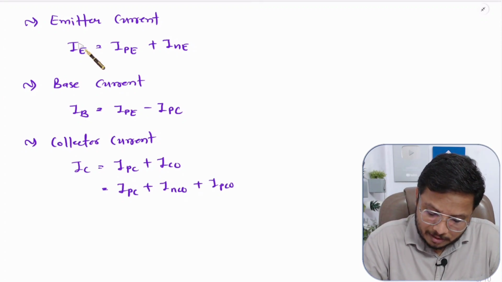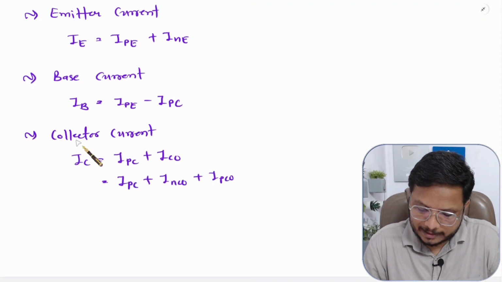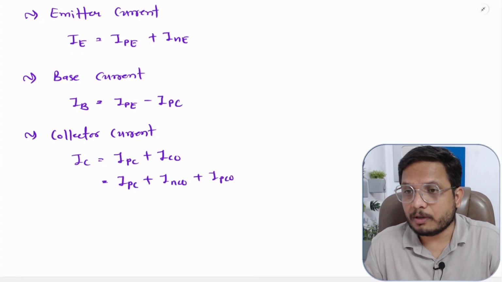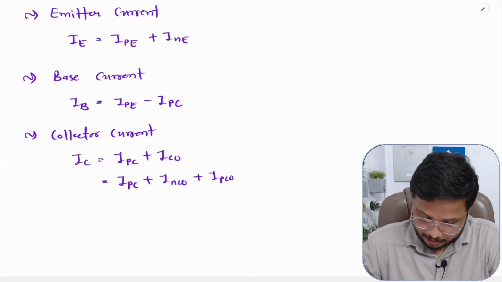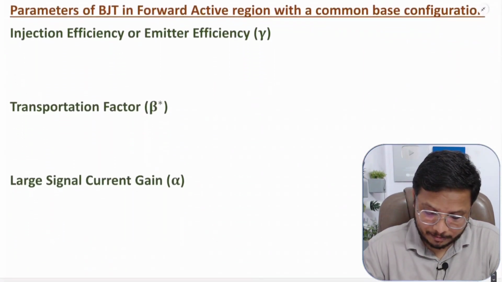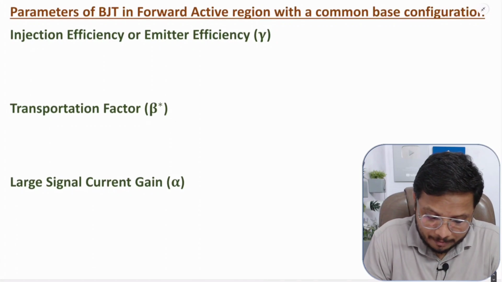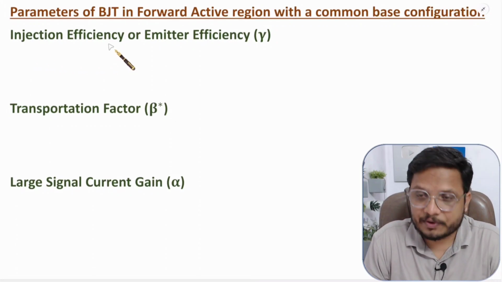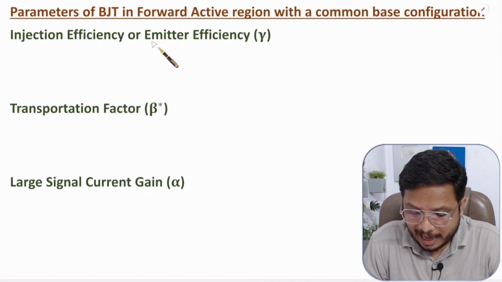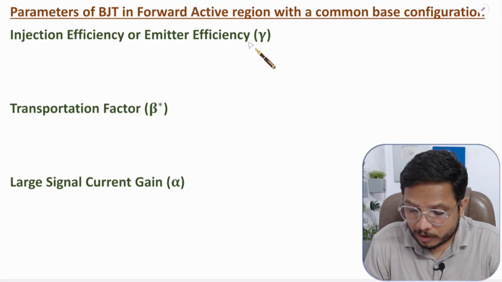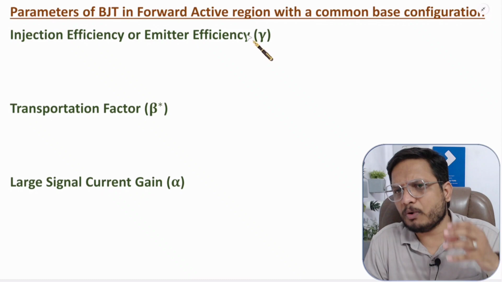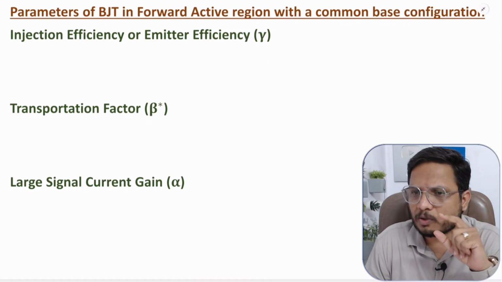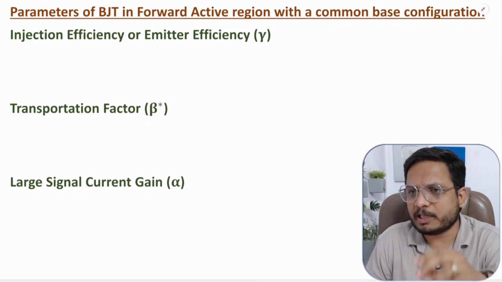Now see, based on these currents, I'm going to explain the parameters. So let us see how the parameters are defined. The first parameter is injection efficiency, also referred to as emitter efficiency, and the notation is gamma. In some books the notation may differ, so note down the notations as per the explanation given here.